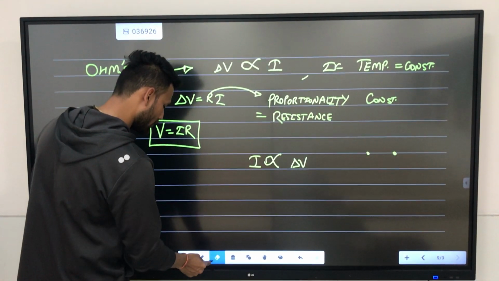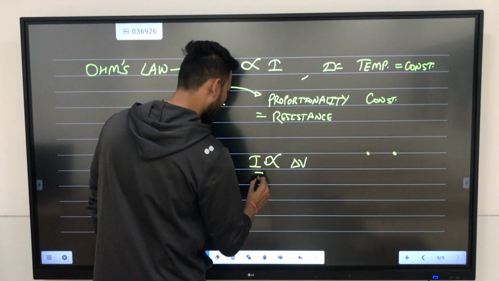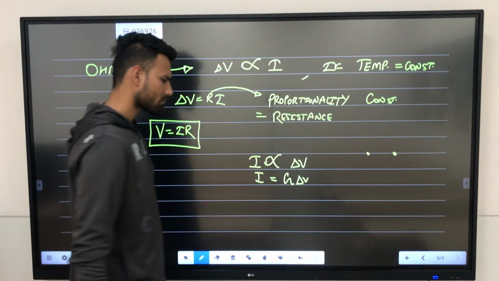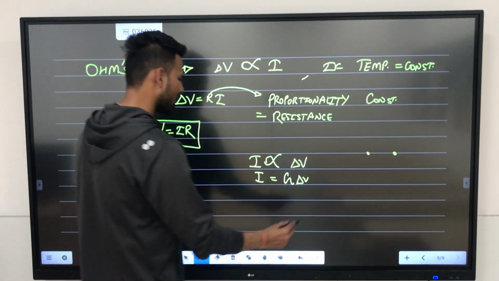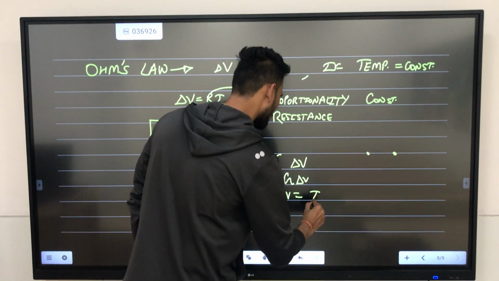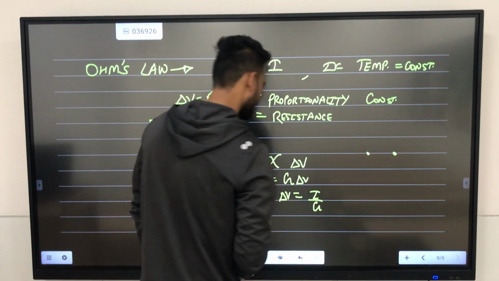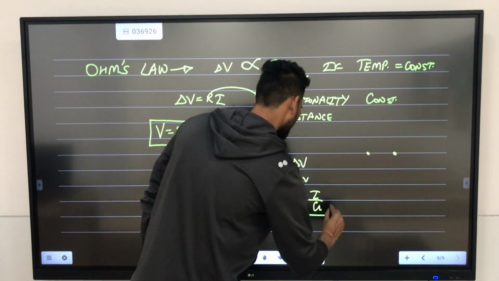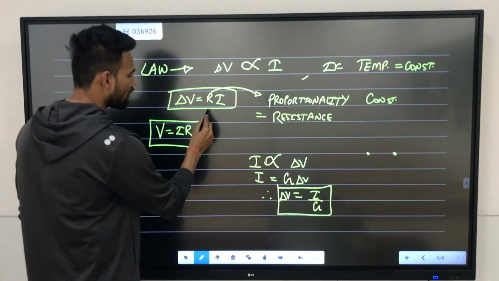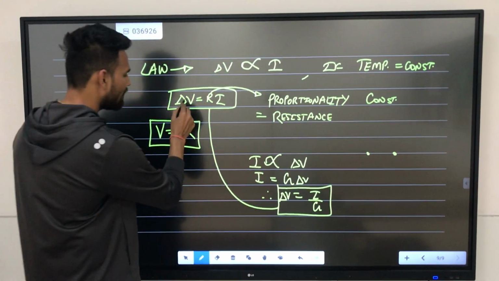G should be on the top because we are removing. So here we will have I is equal to G delta V. Now from here we can say that delta V is equal to I by G. Here delta V is equal to I by G, and here delta V is equal to IR. So comparing these two, the left hand side is equal.